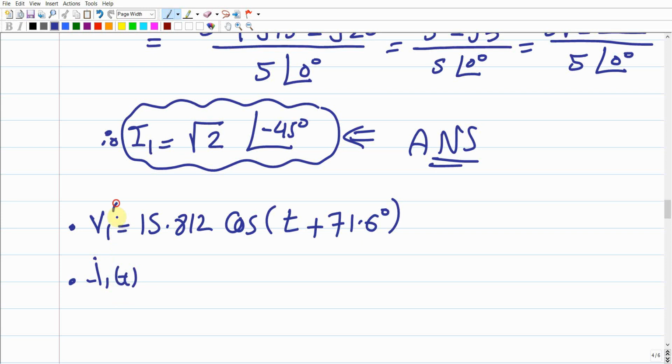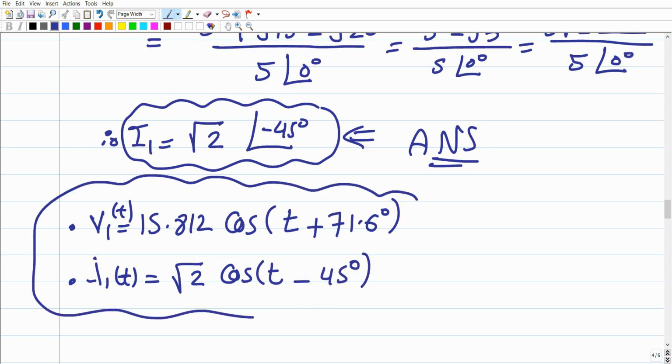And the I1 of t should be a function of t, by the way. The mesh current I1 as a function of time is going to be the magnitude, which is square root of 2, and the cosine of omega t, which is just 1t, plus the angle, which is negative 45 degrees. So this is going to give us these two in the time domain.